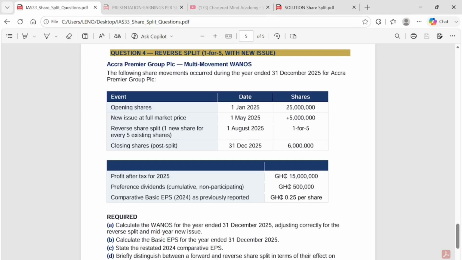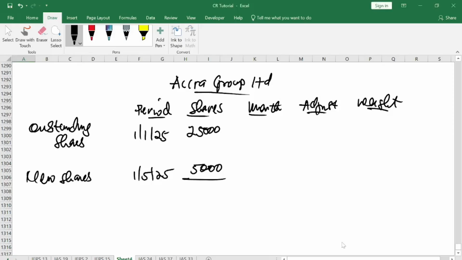And they say they did the reversal on 1st August. One for five. And then what do we have here? That will give us 30,000. Now let us weight it. From 1st January to 1st May is how many months? 4 months. Then the rest carry it.